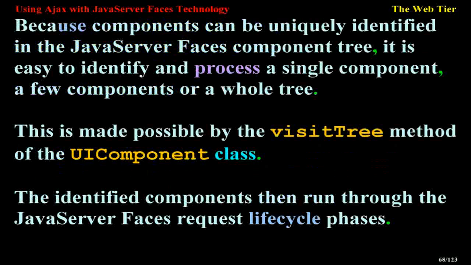Because components can be uniquely identified in the JavaServer Faces component tree, it is easy to identify and process a single component, a few components, or a whole tree. This is made possible by the visitTree method of the UIComponent class. The identified components then run through the JavaServer Faces request lifecycle phases.